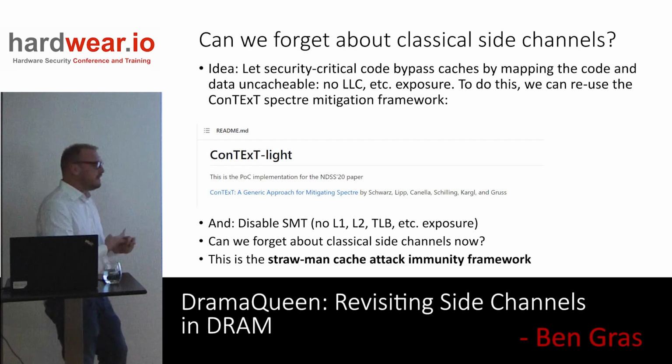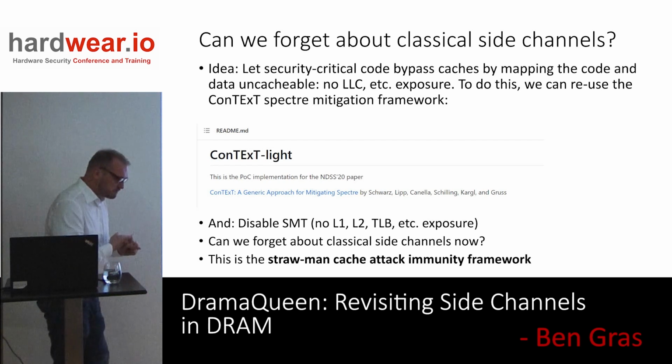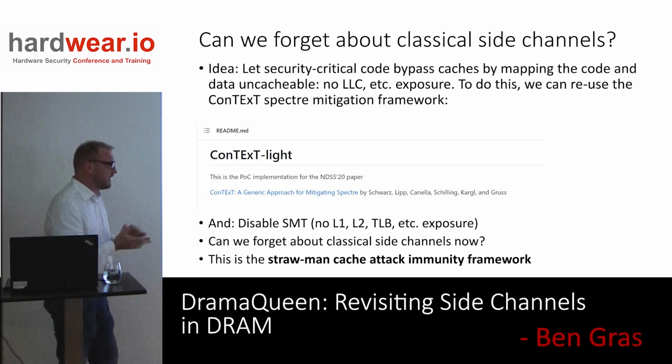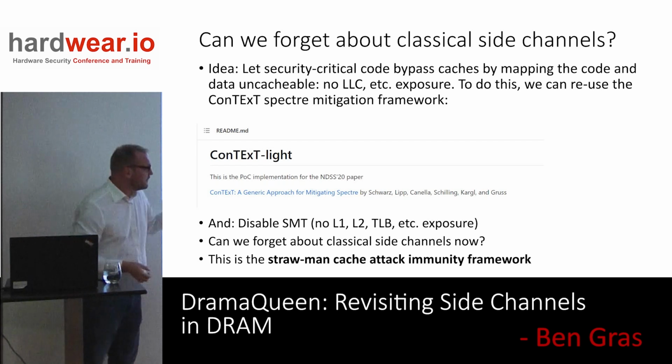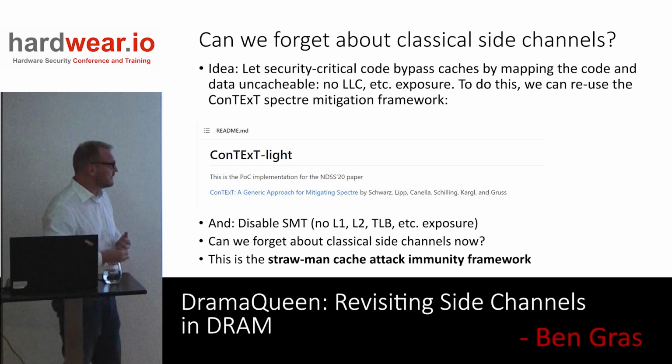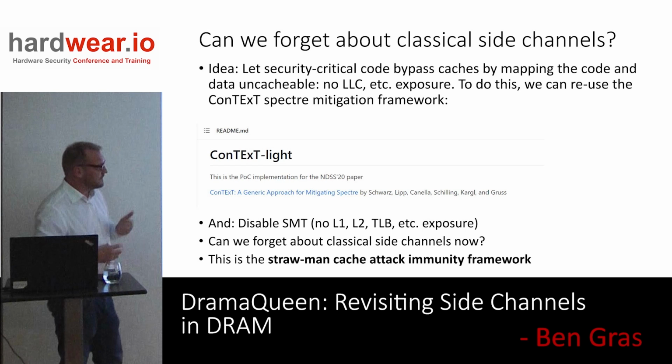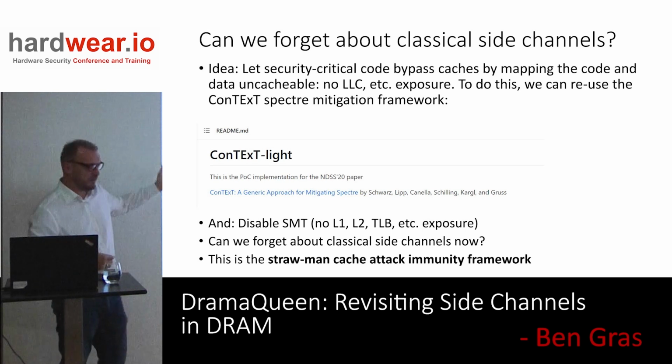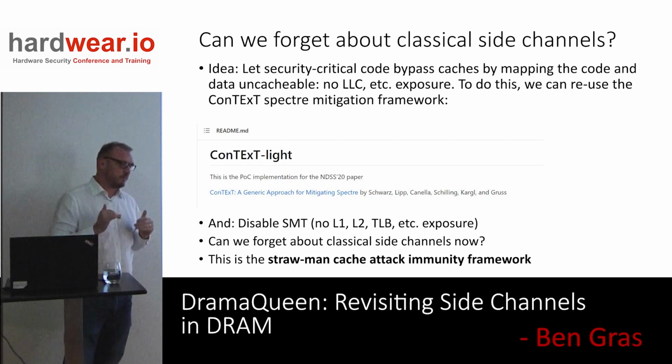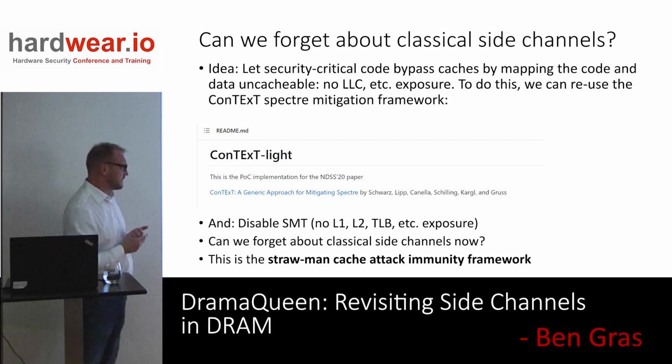Microarchitectural buffer probing is impossible. Okay, no more side channels, right? To do this, we can use this framework, which already exists, Context Light, which was built by the Gras team, which is a solution to a different problem. It's a solution to mitigate Spectre, but for different reasons than it works for Spectre, it would also work against this. Implementing this idea means turning off caches for the time that you are executing this security sensitive code.